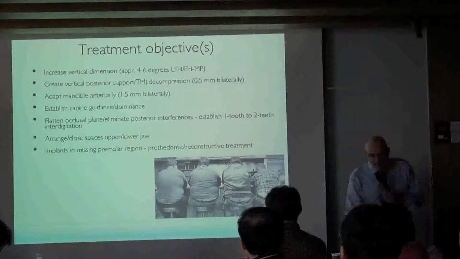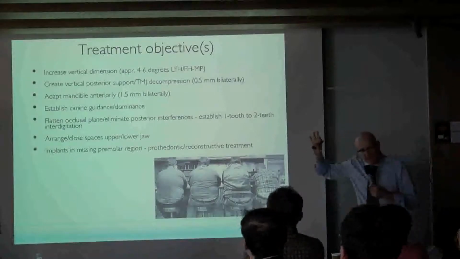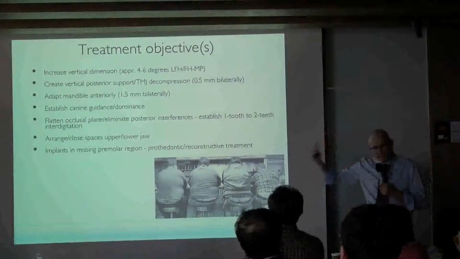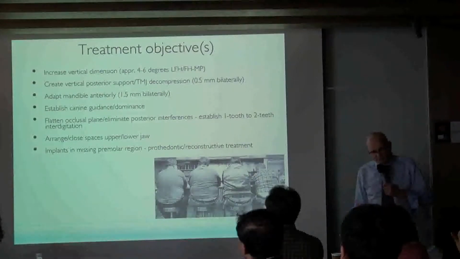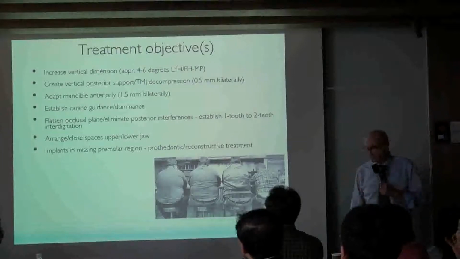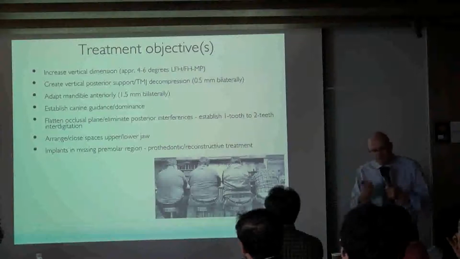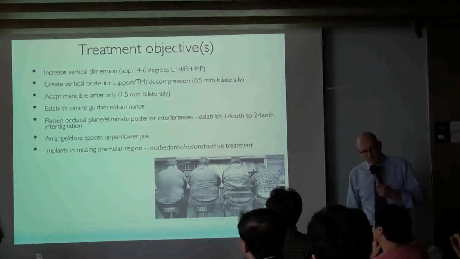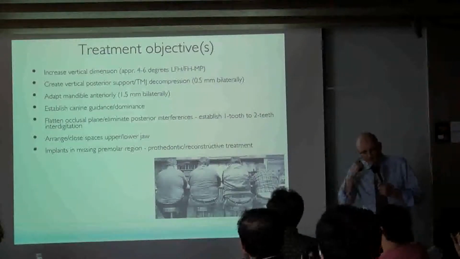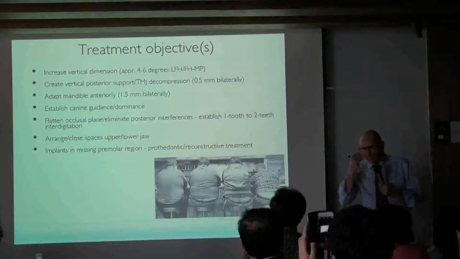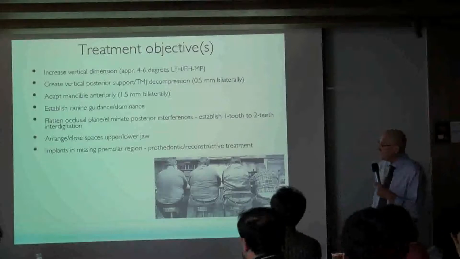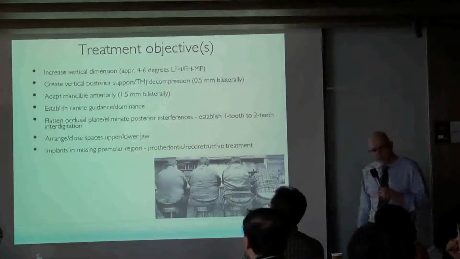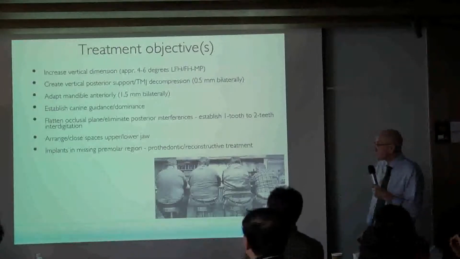So our goal, this is what our Lego has to have for this patient. Increase vertical dimension, we need. We need to make posterior support in molars. We have to bring the mandible forward in this patient because of compression, too far retruded. We have to make a flat occlusal plane in the posterior area, and we have to arrange the gaps of this patient. Okay?